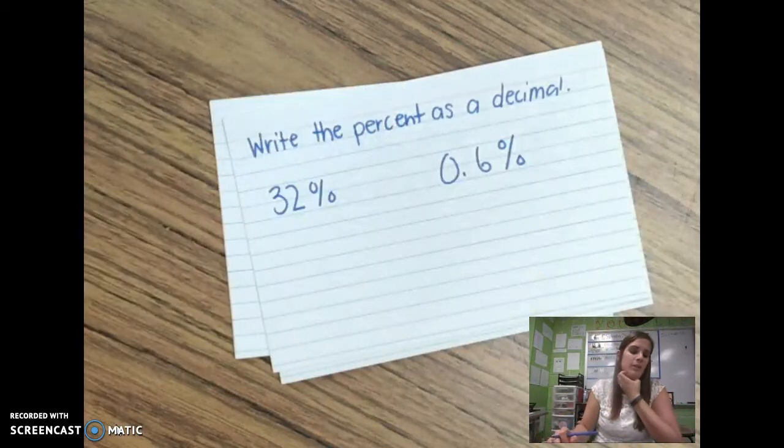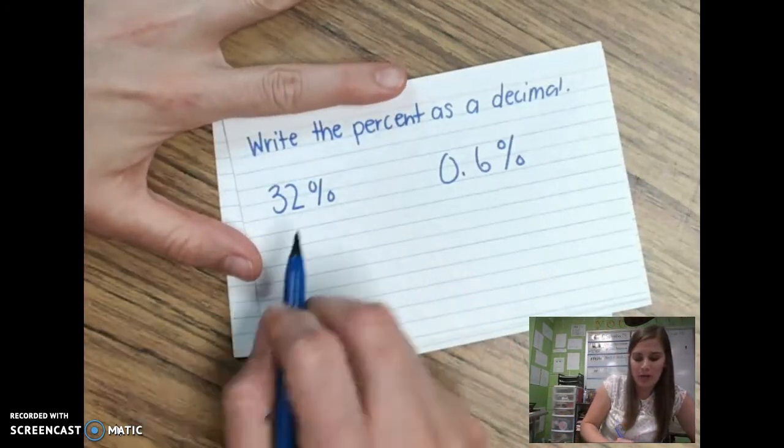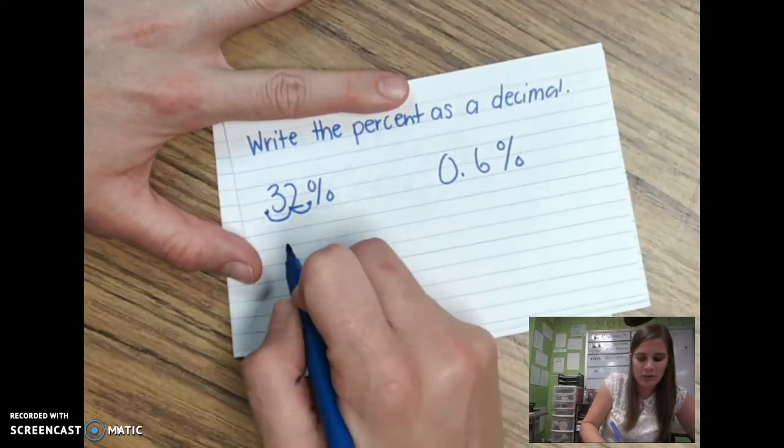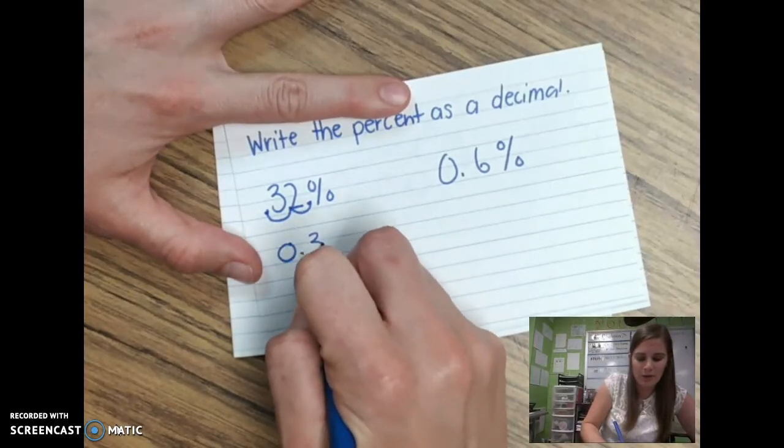Okay, let's look at our next one. We're going to write the percent as a decimal. So remember, when you have a whole number, you put the decimal at the end and you go 1, 2. So we get 0.32.